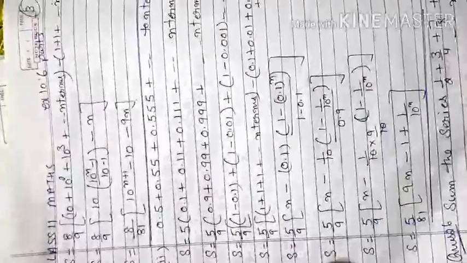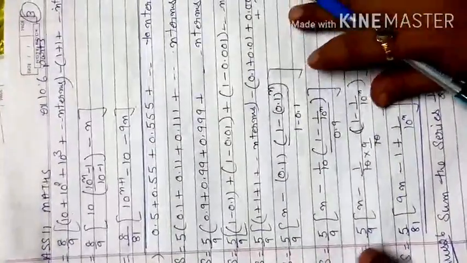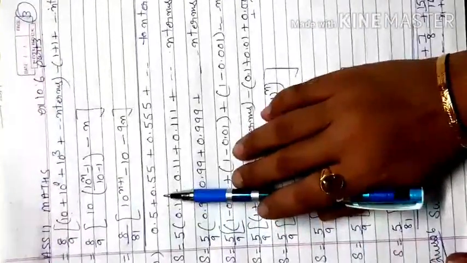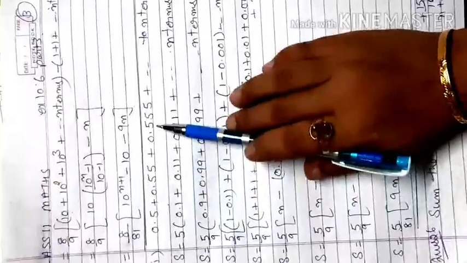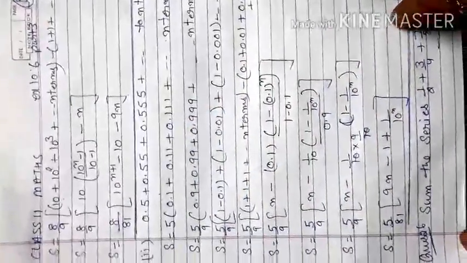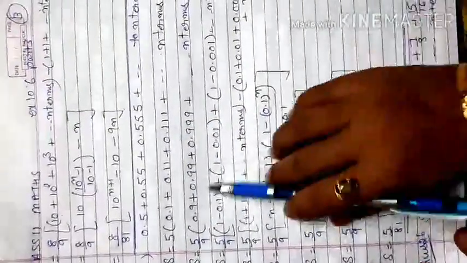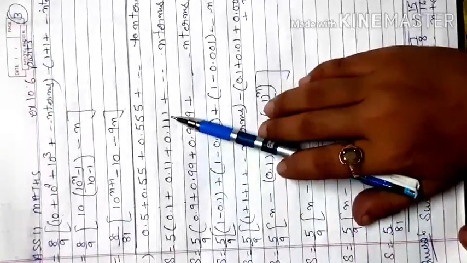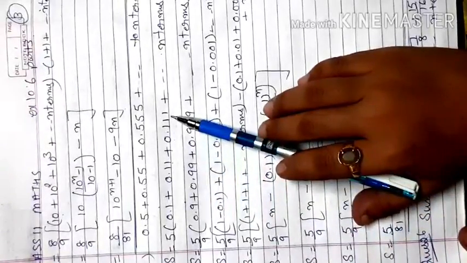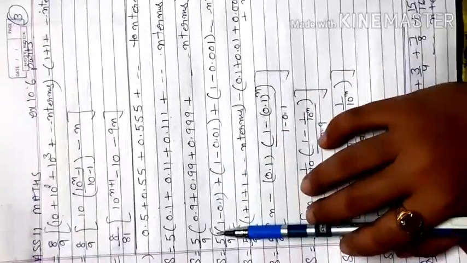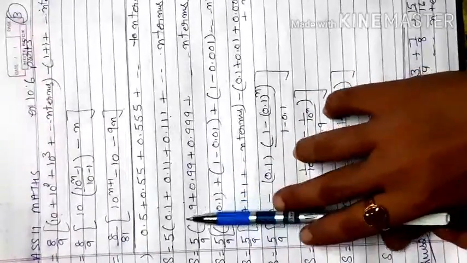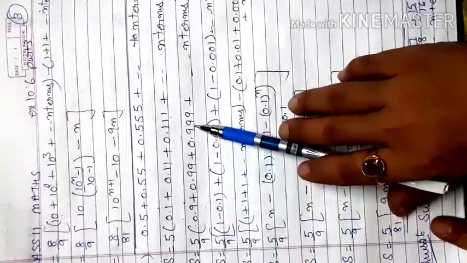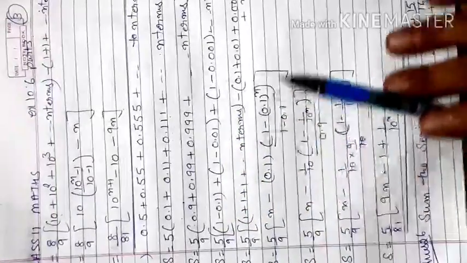Next, we have discussed some questions already, like if there is a question of the series 0.5, 0.55, 0.555, when you get this type of series, you take only 5 as common. 0.1, 0.11, 0.111 will be left inside the bracket. Now you have to multiply and divide by 9. So when multiplied by 9, that becomes 0.9, 0.99, 0.999, and 5 by 9 as it is.